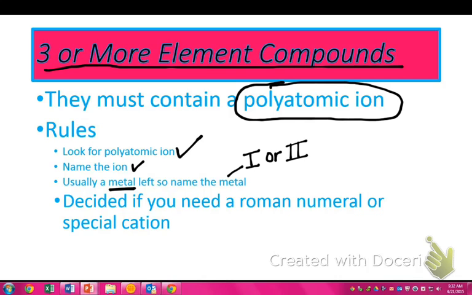So if it is a type 1, what you're going to do is just go ahead and name the metal. So sodium or calcium or whatever. But of course, if it's a type 2, you're going to be required to put in that Roman numeral. And so we'll have to figure that out. Some of this should feel really familiar. The only thing we're adding in is the polyatomic ion. So let's look at some examples of that.